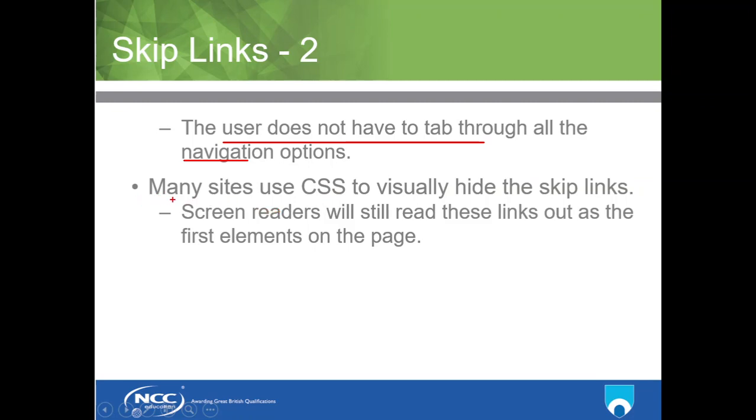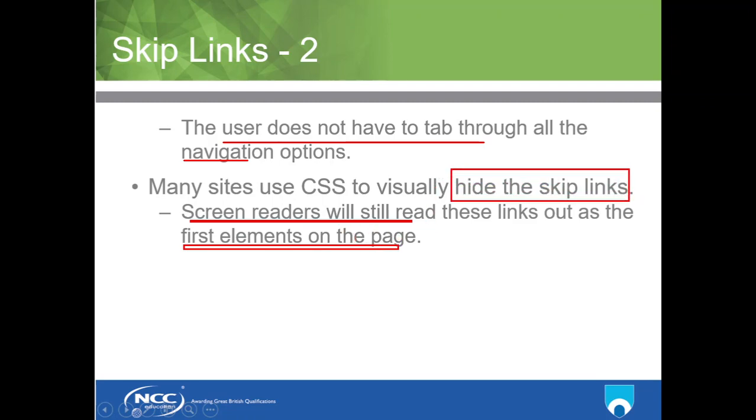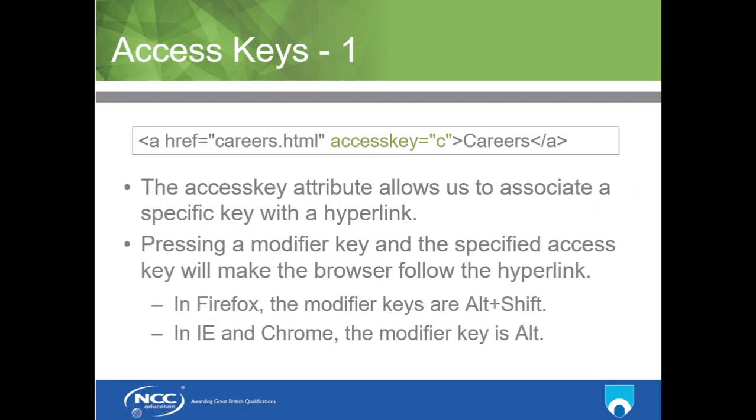Then many sites use CSS to visually hide the skip links so that screen readers, for example, will still read these links out as the first element on the page normally. So you can hide skip links by using the display hide CSS property.